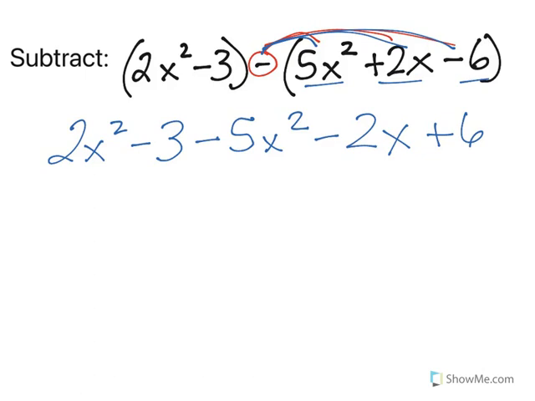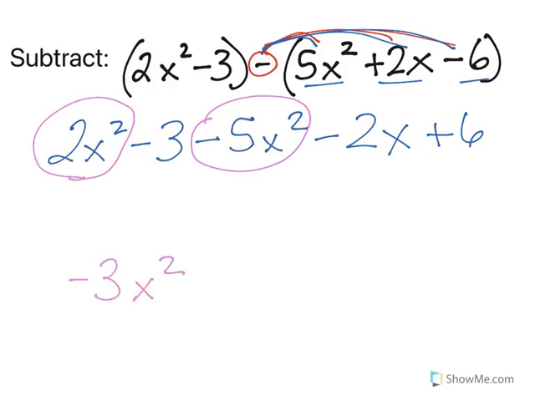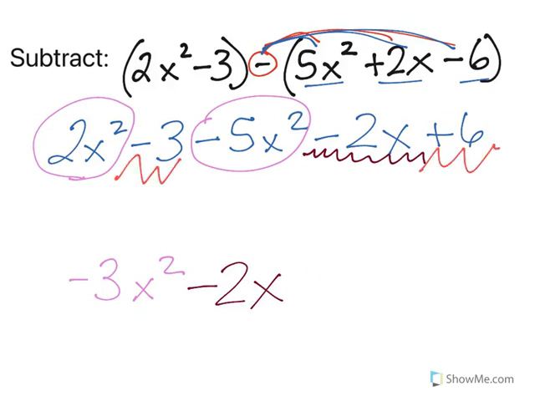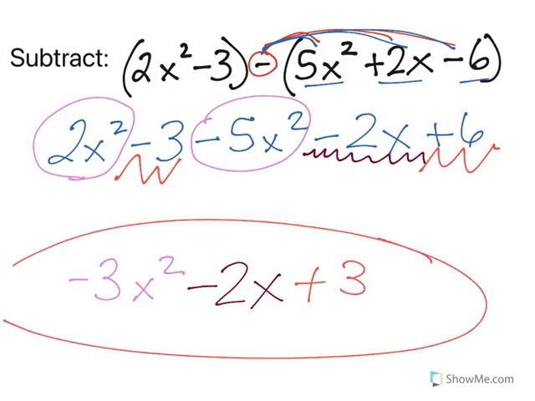And now we combine like terms. So we start with 2x squared minus 5x squared. 2 minus 5 is negative 3x squared. I'm then going to look at my x's. I have negative 2x, and that's it. That's the only x term I have, so negative 2x. And then last but not least, I have minus 3 plus 6, which is a positive 3.